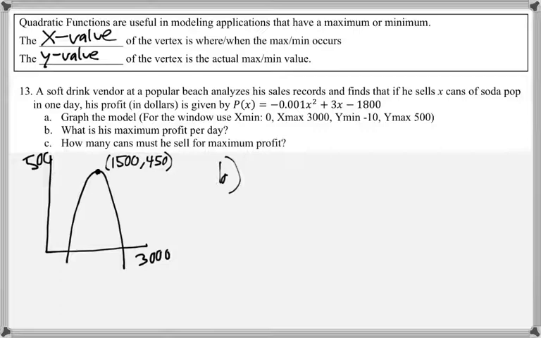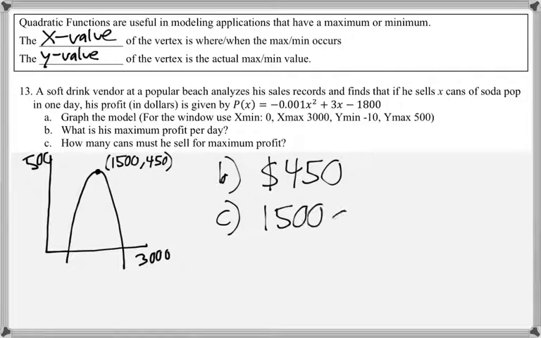Okay, so part B says, what is his maximum profit per day? So they're actually asking for the maximum value. So that is the y value. So that is $450. C says, how many cans must he sell for this maximum profit? That is the x value. So you always have to be careful about what they're asking for.